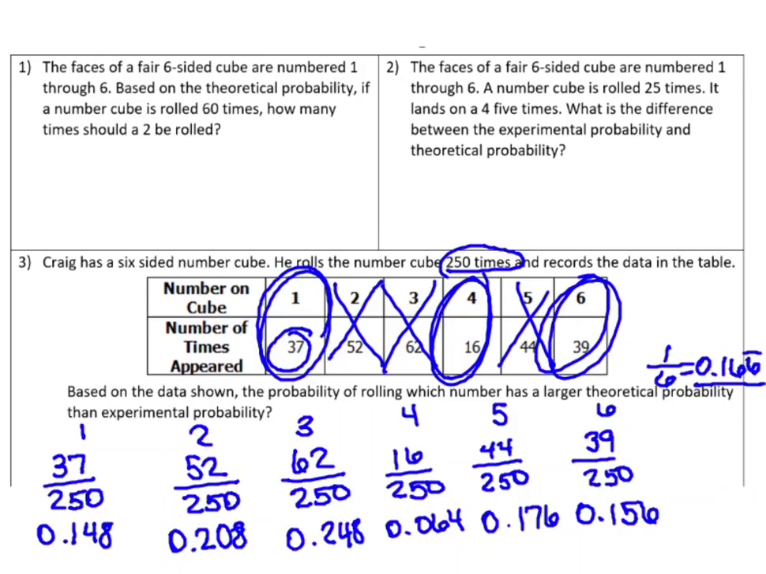So for that question, you're going to see more like this. You have to find theoretical of it first and then find the experimental of each option, each outcome, and compare the two.